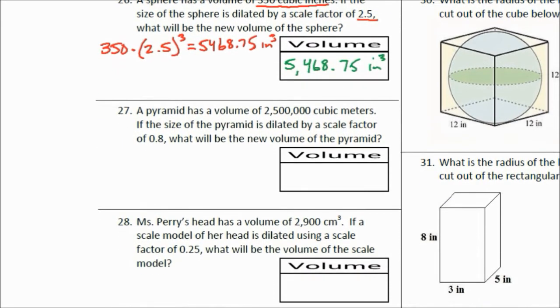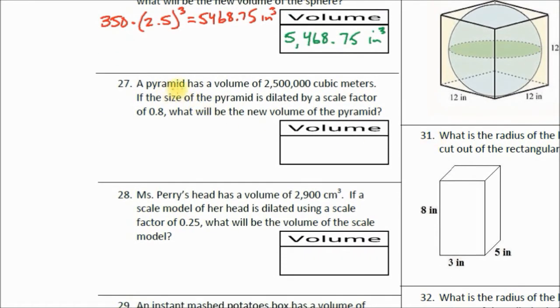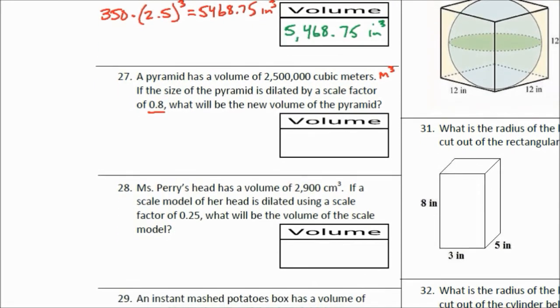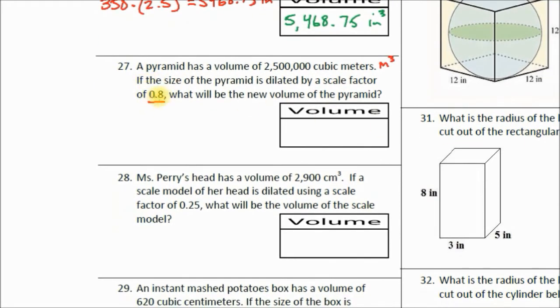Looks like question number 27 is the same kind of problem. A pyramid has a volume of 2.5 million cubic meters, which is the same as just meters cubed. If the size of the pyramid is dilated by a scale factor of 0.8, by the way, class, notice on this first one, 2.5, that's an enlargement. We better have a bigger number than the original. This is a reduction, so we're going to have a smaller number than the original. Okay, by 0.8, what will be the new volume of the pyramid?